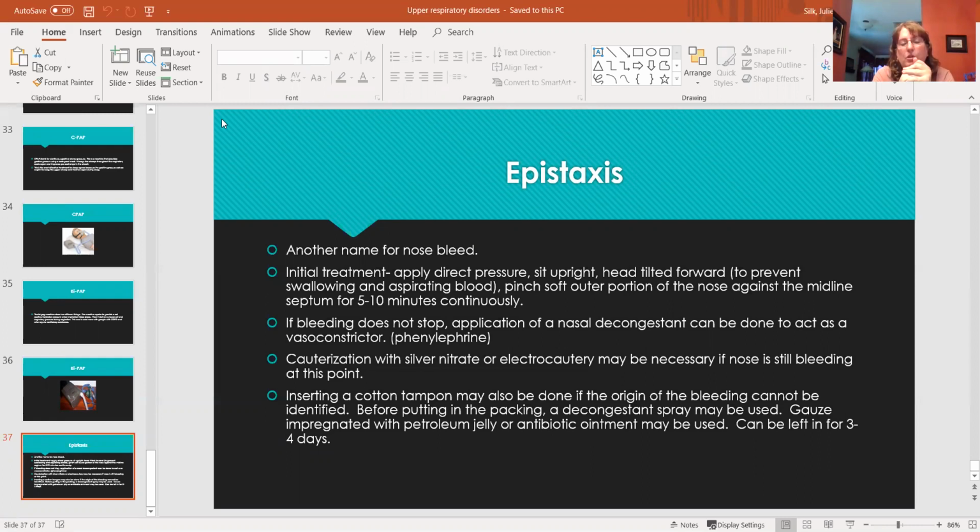Before you put it in, sometimes they will, again, spray their nose with a decongestant. And then sometimes they'll put petroleum jelly or something on the tampon itself so it goes in a little easier without causing a bunch of discomfort. But yeah, so now this person's going to have this huge thing in their nose, and usually they have to breathe out of their mouth. So it's pretty crazy.